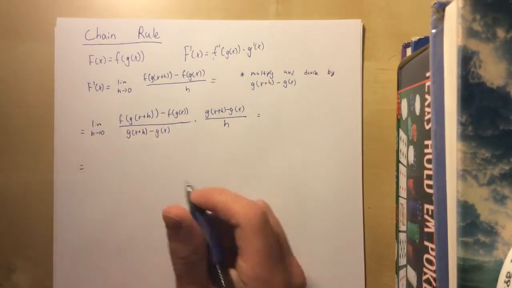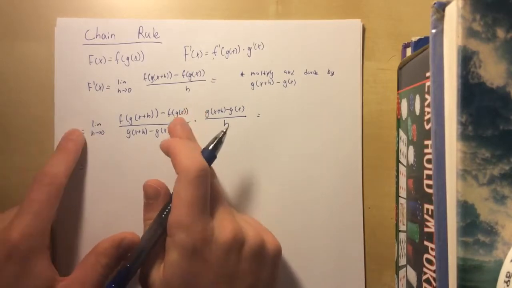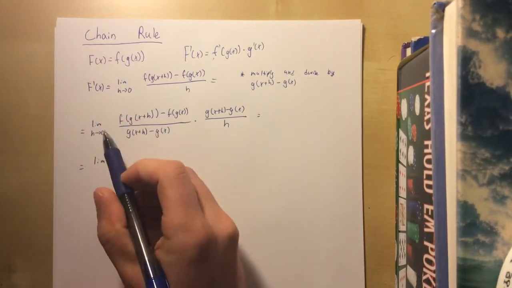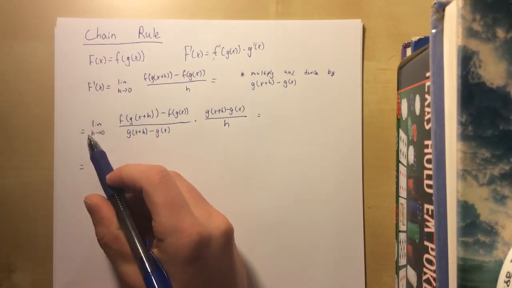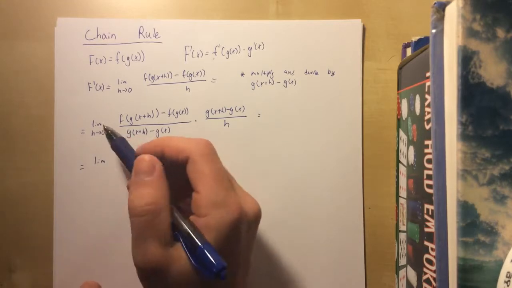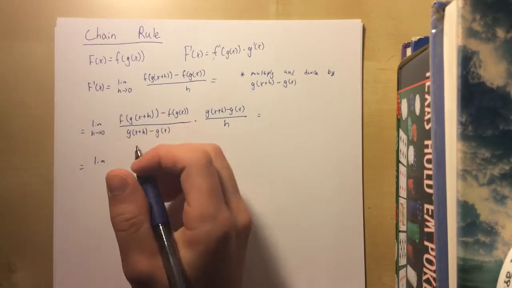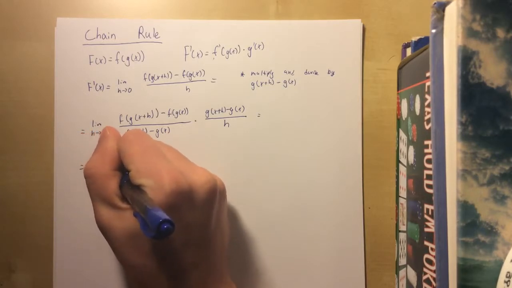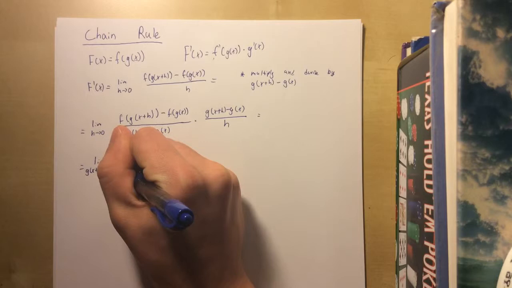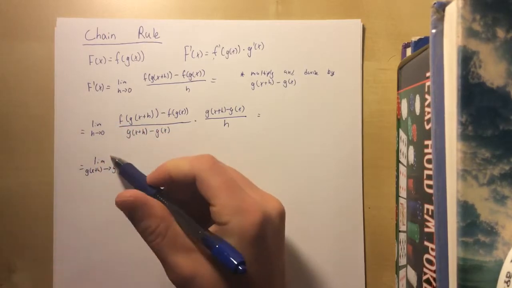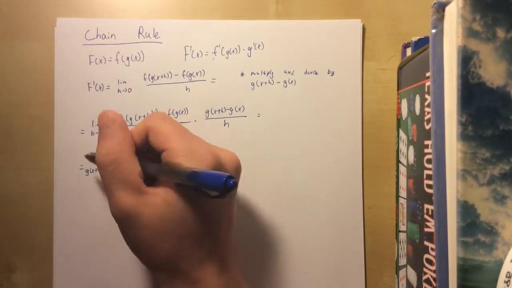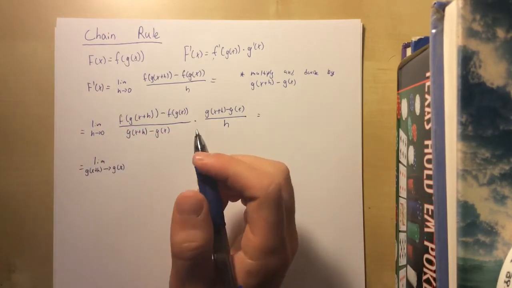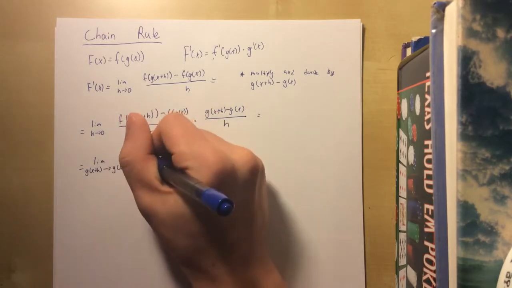And the great thing about limits is that we can split them up, so we can take the limit of this and the limit of that separately. But for the first term, I'm going to be changing what the limit is. So instead of the limit as h approaches 0, I'm going to take the limit as g of x plus h approaches g of x. So it's pretty much the same thing because that's just saying that h is approaching 0. But I'm writing it differently so that you guys can see what this looks like after I write it out.